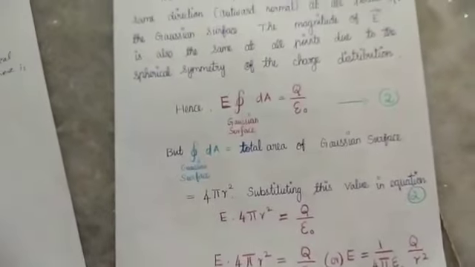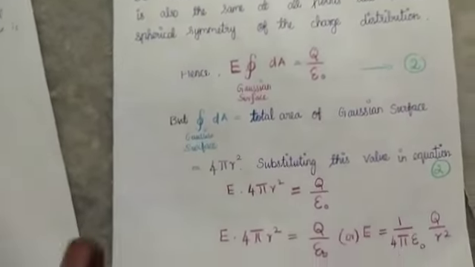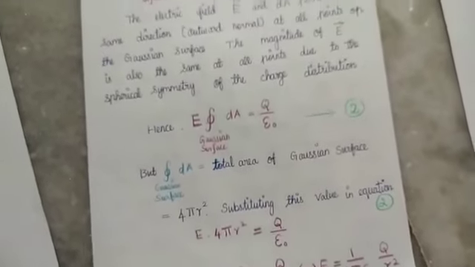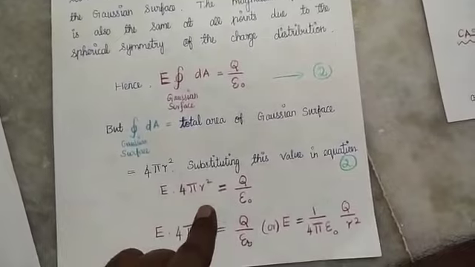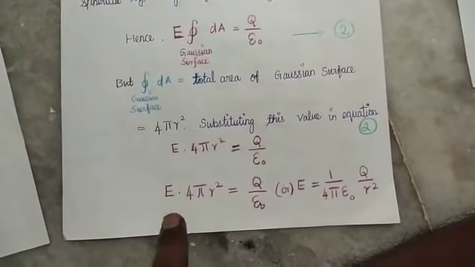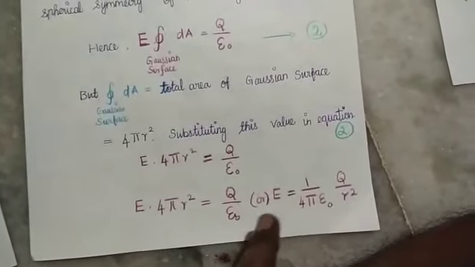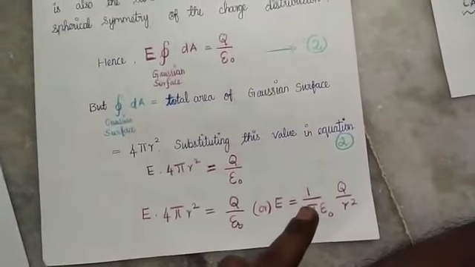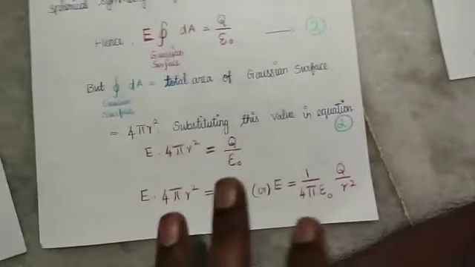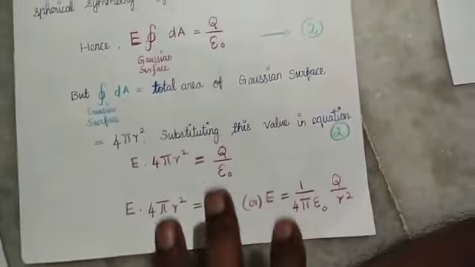The area of the sphere is 4 pi r square. So substituting the value in the above equation number 2, E into 4 pi r square equals q by epsilon naught. Very important Gauss formula. So E 4 pi r square is equal to q by epsilon naught, or E equals 1 by 4 pi epsilon naught into q by r square. It is the general equation for the electric field.